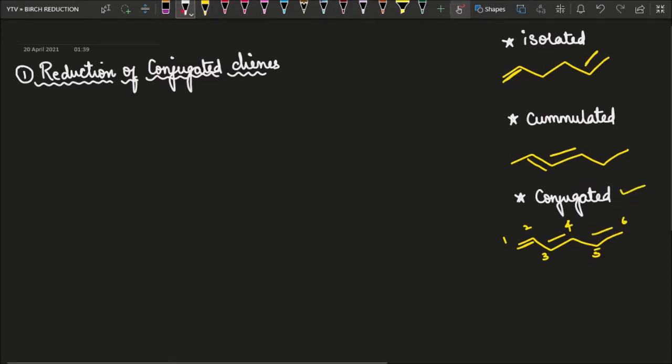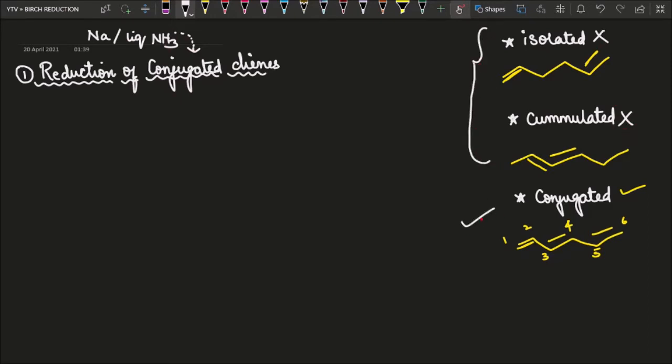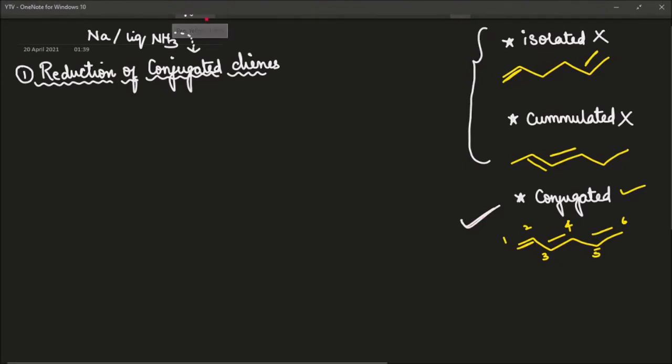Okay, so the Birch reduction reaction, or the reagent, that is sodium metal dissolved in liquid ammonia, can reduce double bonds. But what kind of double bonds can it reduce? It can reduce only conjugated double bonds. It can neither reduce isolated double bonds nor can it reduce cumulated double bonds. It is something that you have to remember. It can reduce only conjugated double bonds. Okay, so let us see in the reaction how exactly this happens.